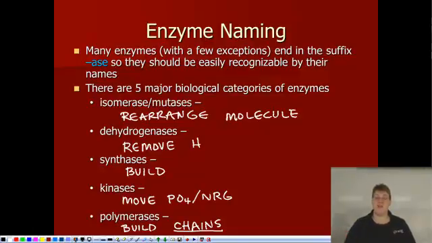Kinases are the one that would be tricky because you can't really know what they mean. But kinase means to move, or kinesis is movement. And so this is to move phosphates in particular and typically to move energy. So you see kinases involved in energy transfer reactions very often. And lastly, we have polymerases. A polymer is a chain, so this is an enzyme that builds chains.